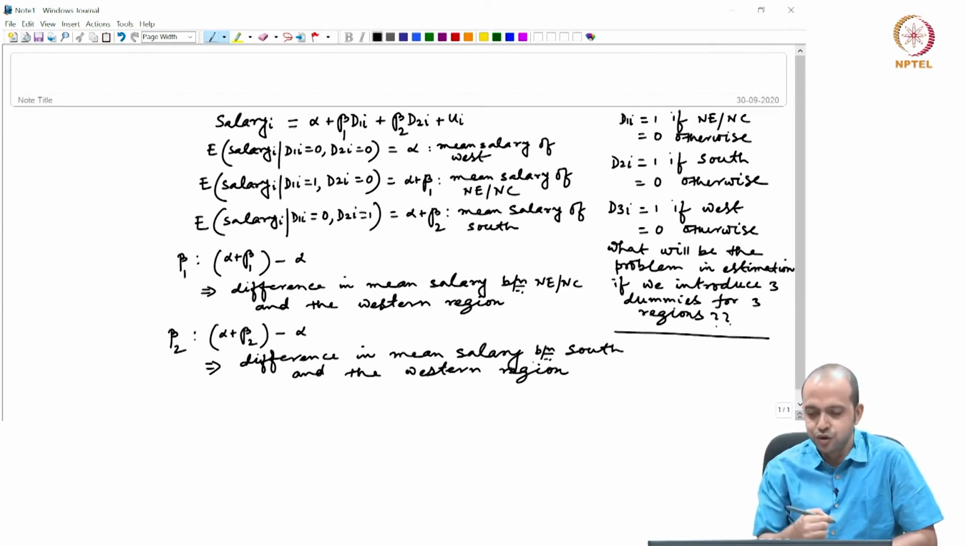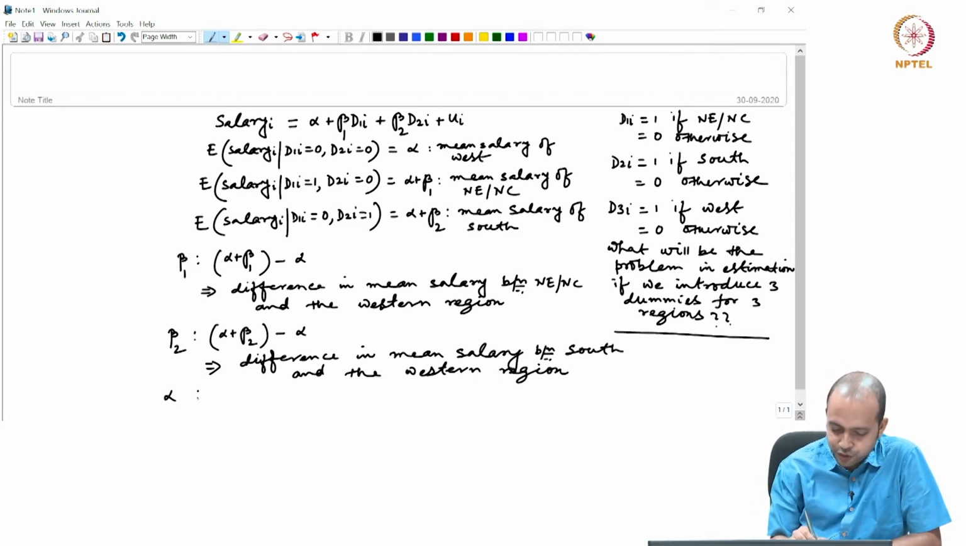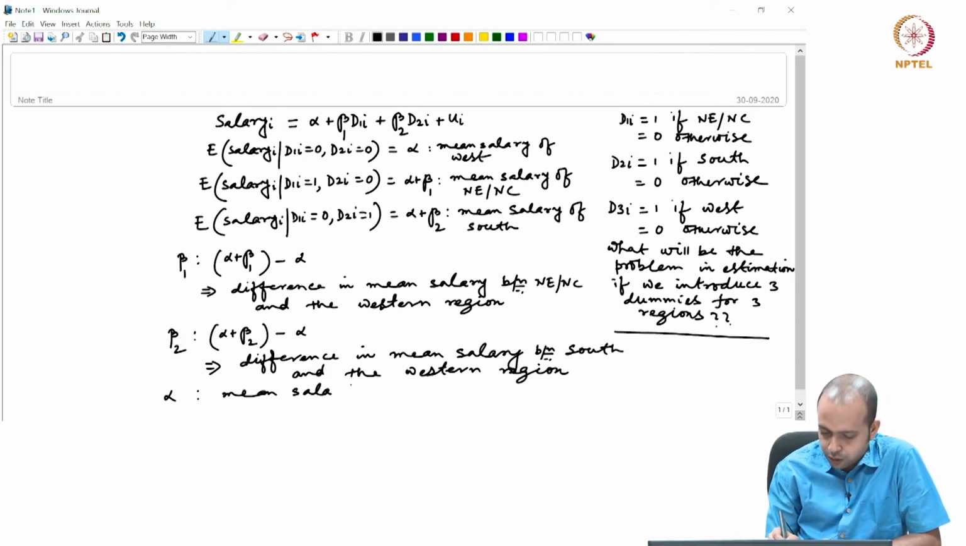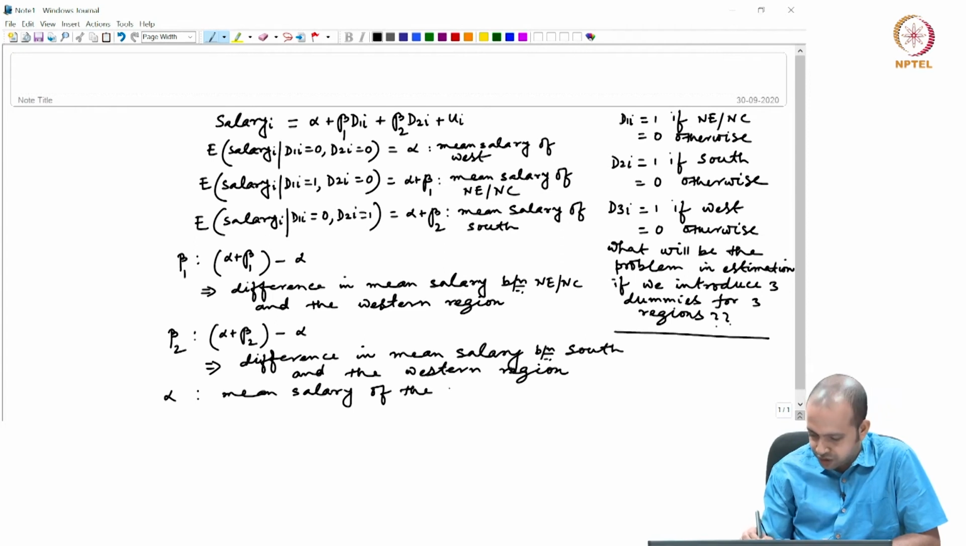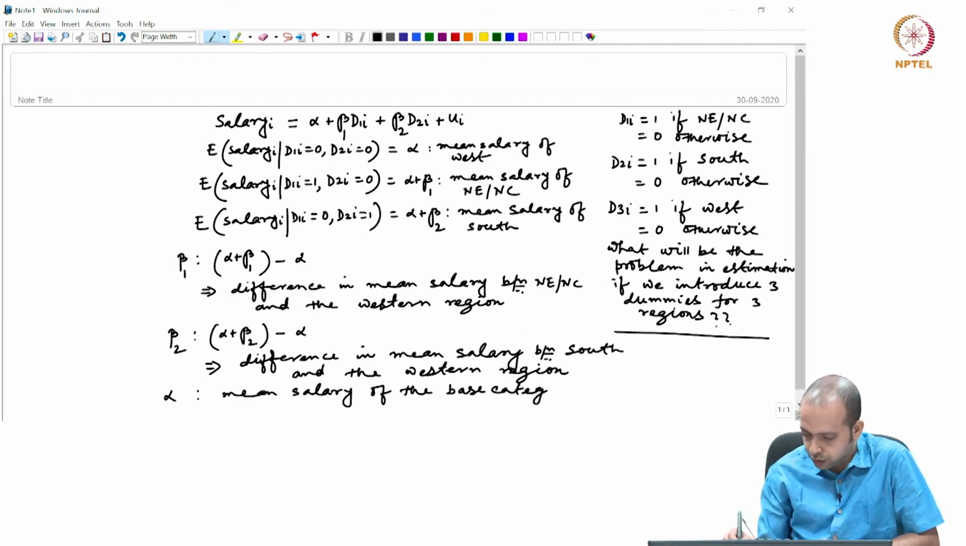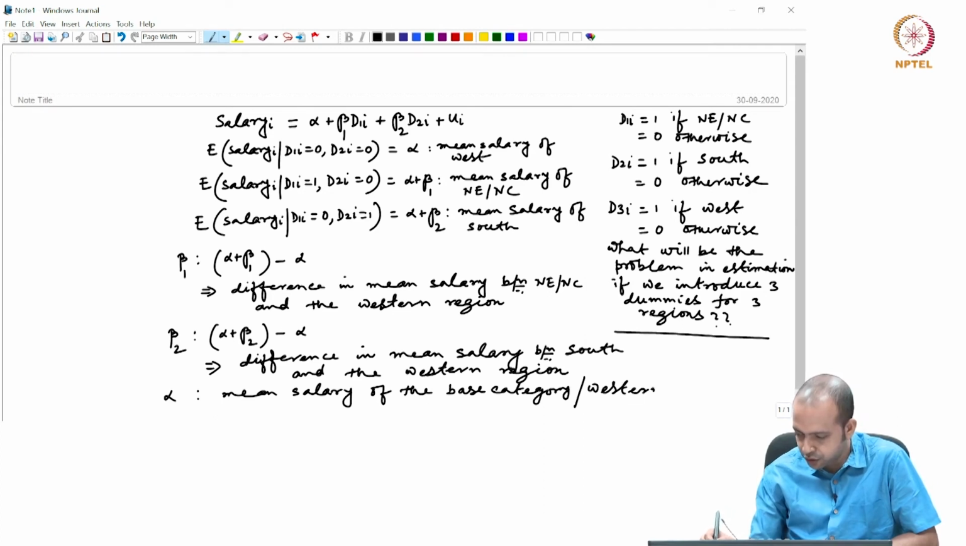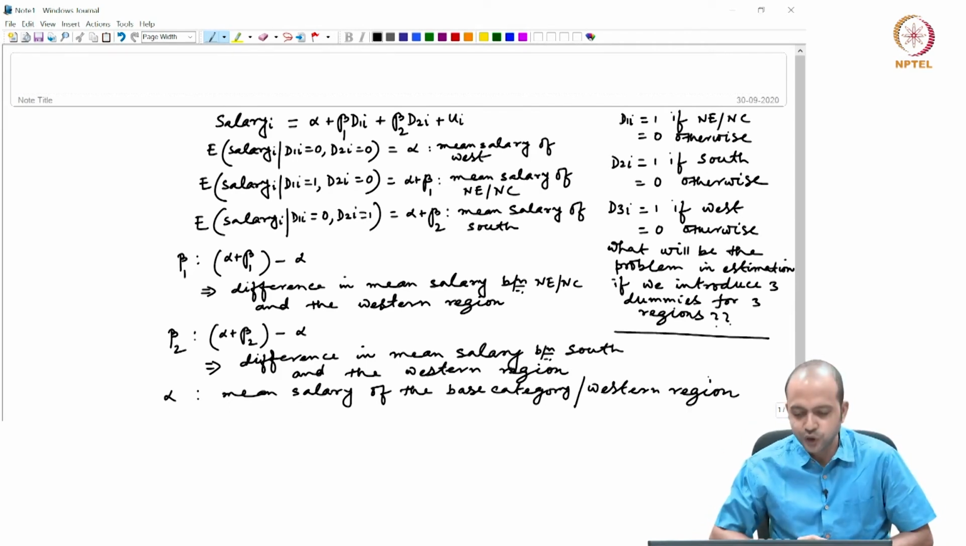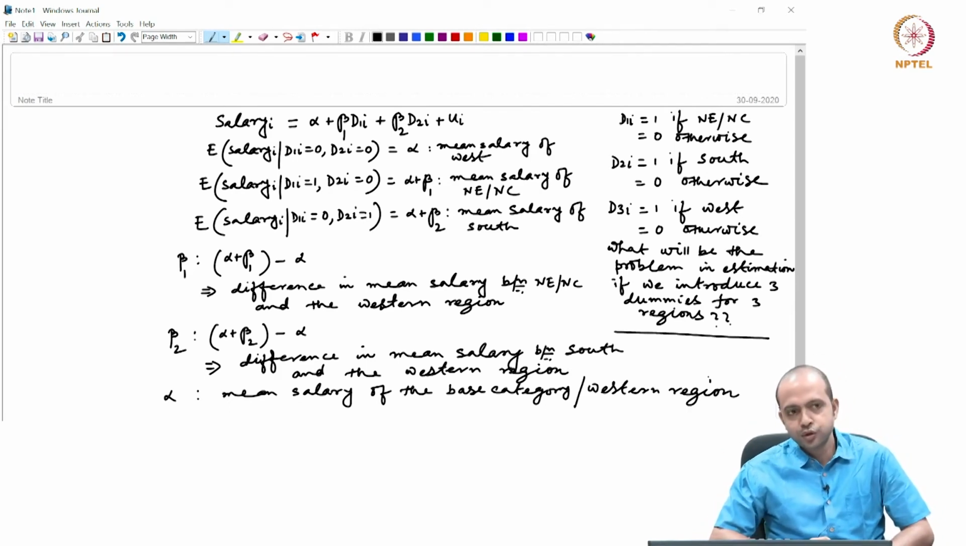Okay. This is how we will interpret the coefficients. I will write once again the interpretation of alpha. This is basically the mean salary of the base category, which is the western region here. Okay. So, this is how we have to set up the model, and once again we have started with a very simple model.